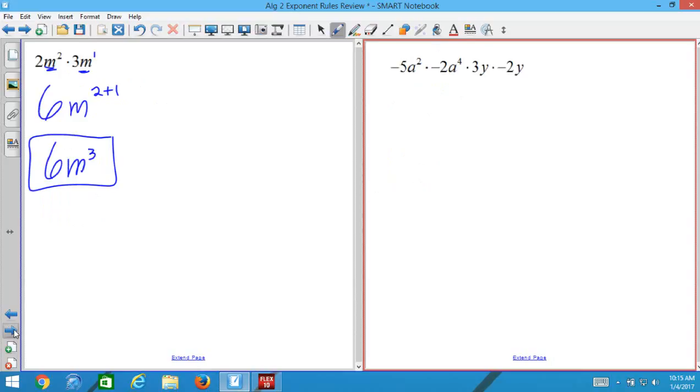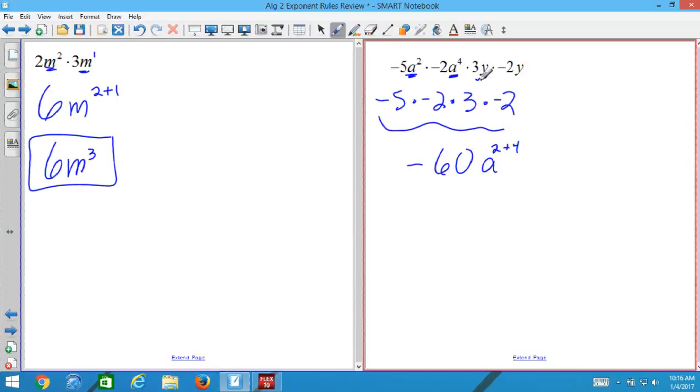Okay, so what we would normally do to the numbers: -5 times -2 times 3 times -2. Multiply all that together. -60. It's the variables with the exponents that have these tricks. We've got a squared and a to the 4th. Those are like bases. What do we do to their exponents? We also have y and y. So we go y to the 1 plus 1.